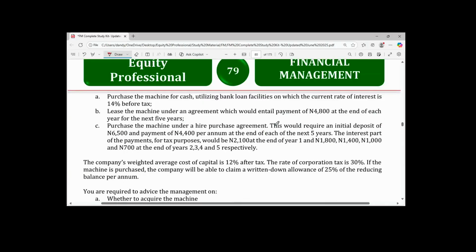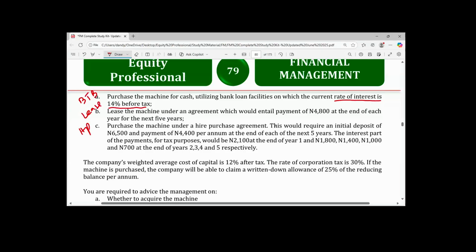A. Purchase the machine for cash, utilizing a bank loan facility on which the current rate of interest is 14% before tax. B. Lease the assets under an agreement which would entail payments of 4,800 naira at the end of each year for the next 5 years. C. Purchase the machine under a hire purchase agreement. This would require an initial deposit of 6,500 naira and payment of 4,400 naira per annum, at the end of each of the next 5 years.